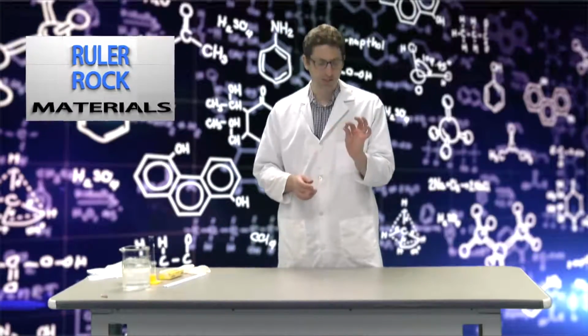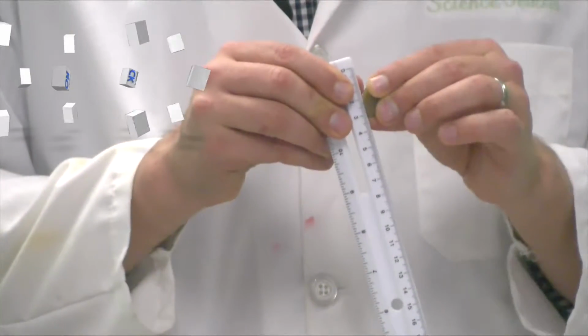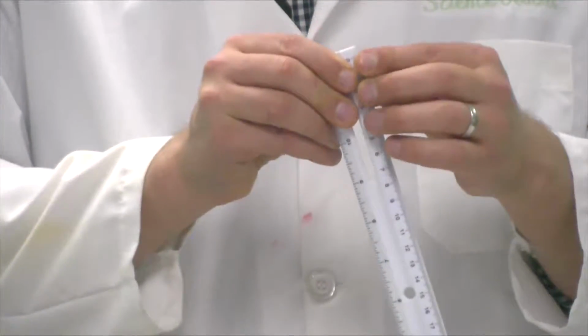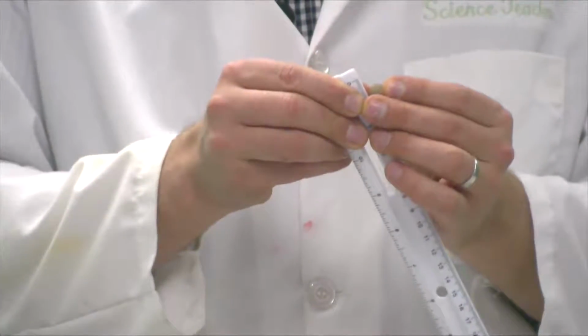What if I had an object like this rock? No matter how much I hold the rock up against the ruler, it's going to be really hard to find its length, width, and height. It doesn't have those nice, neat edges. We need another way to measure the volume of this object.